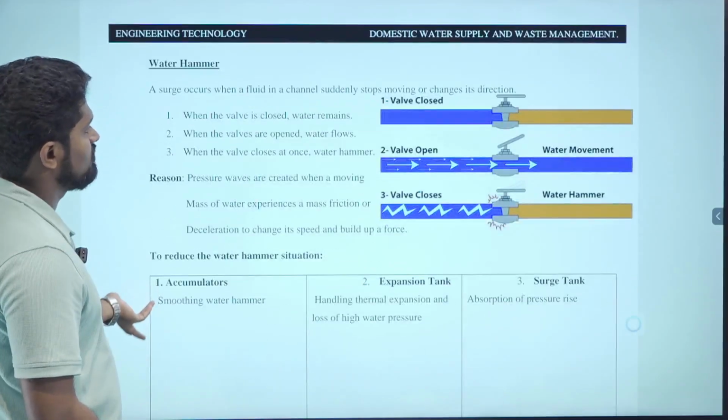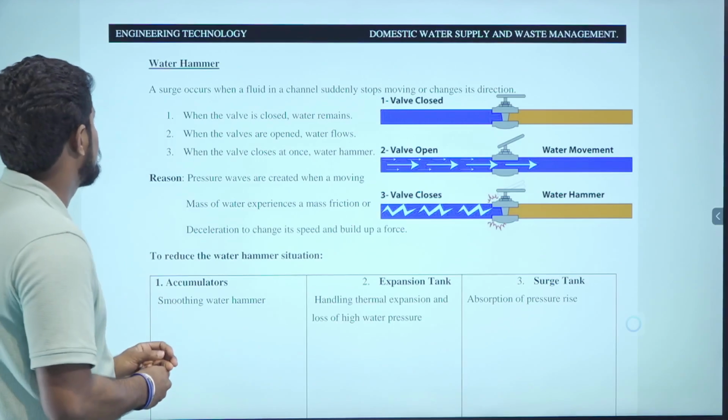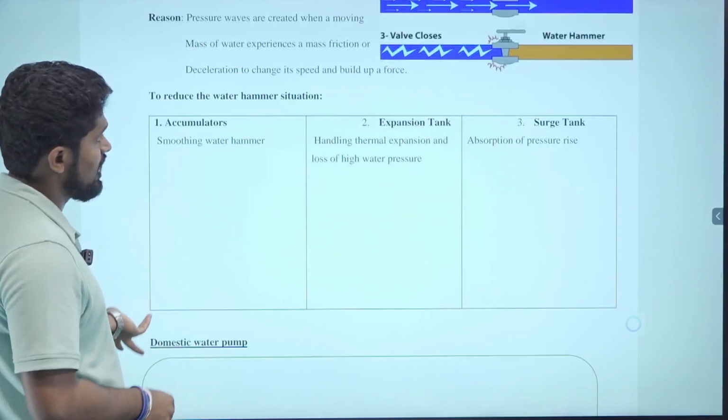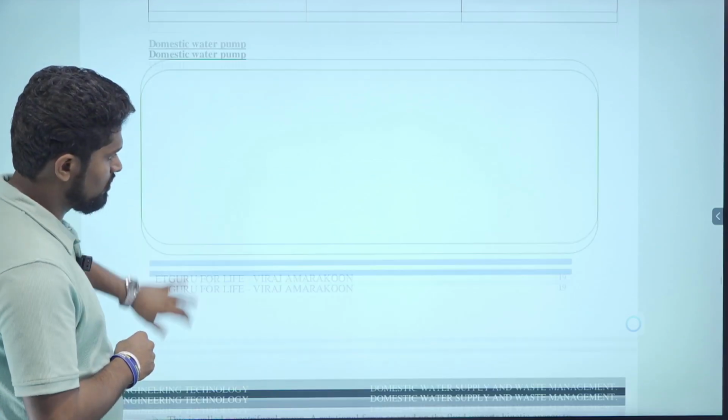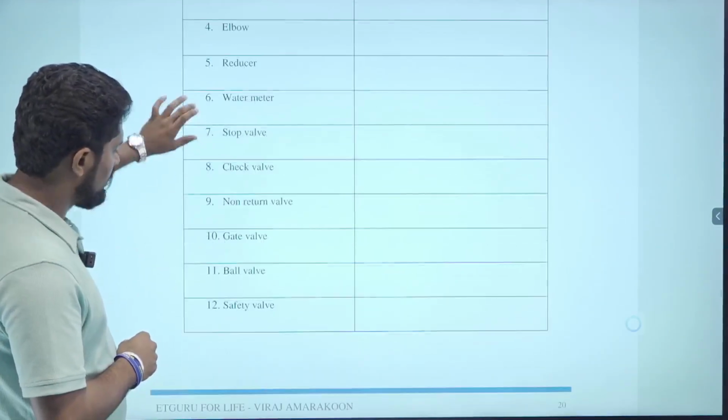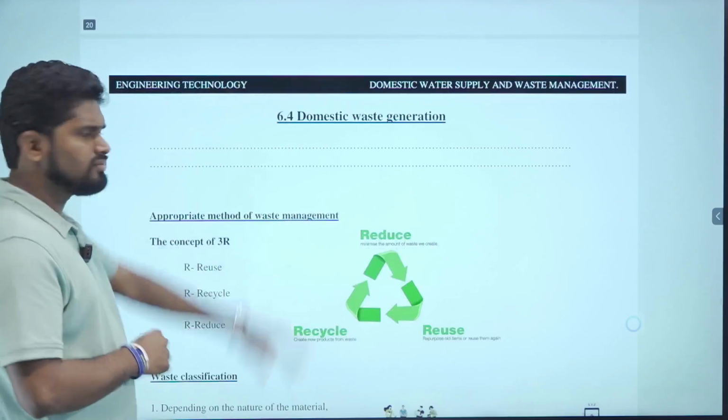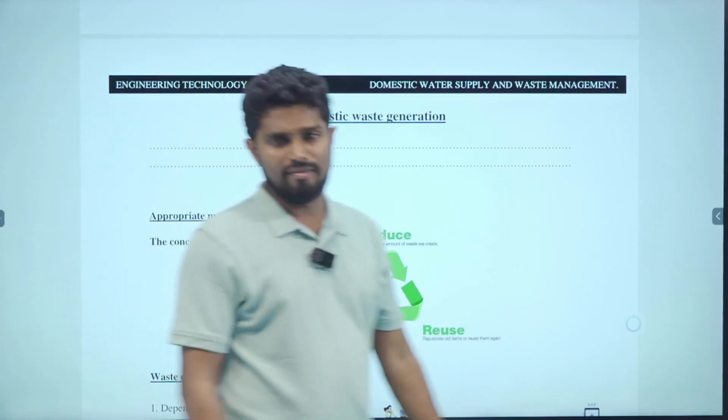Then there is some resistance to the water flow, and there are some solutions for that. Then we study the domestic water pump. After that comes the fourth part of our lesson.